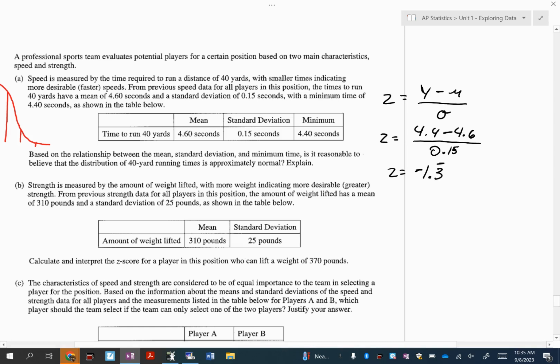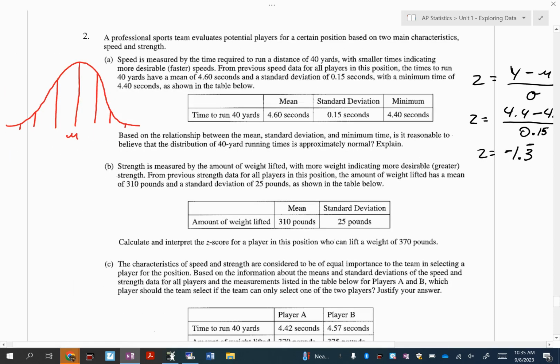Now, if this was normal, what are we expecting to see for that z-score? What am I hoping to see if I want to think that this could be normal? Not 0. My minimum should be how many standard deviations to the left of the mean? I'm expecting my minimum to be around here. And how many standard deviations is that? 1, 2, 3.